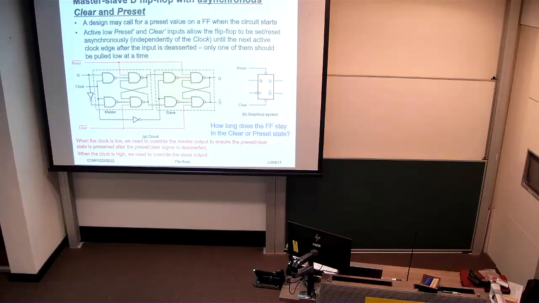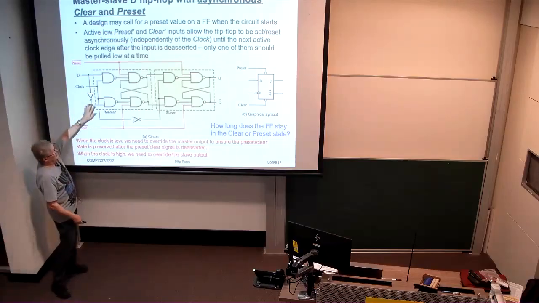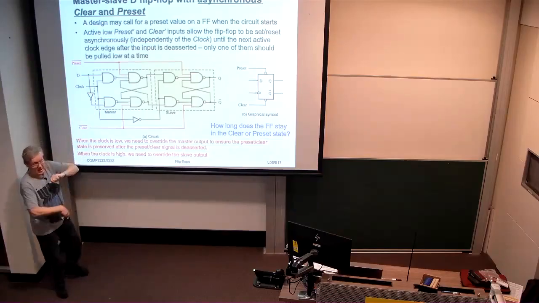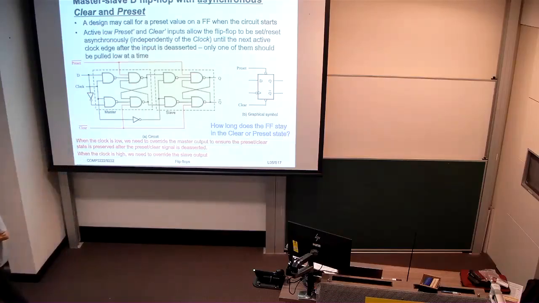So how long does the preset state stay? Until the clock has gone from 0 to 1 back to 0. Until the negative clock transition, right? True. What about if the clock is high? If the clock's high, we change the output. When is it going to change again? Assuming I deassert the preset or clear before the clock goes low.